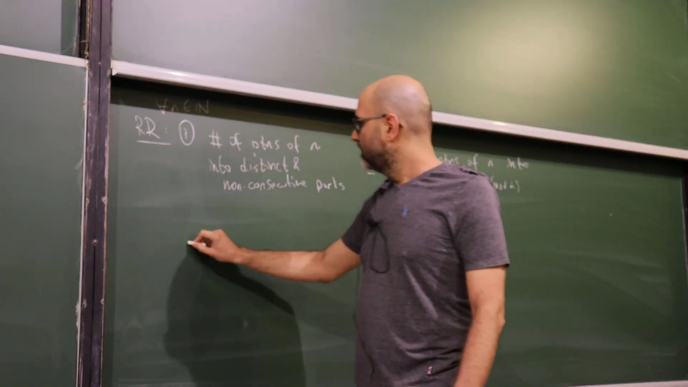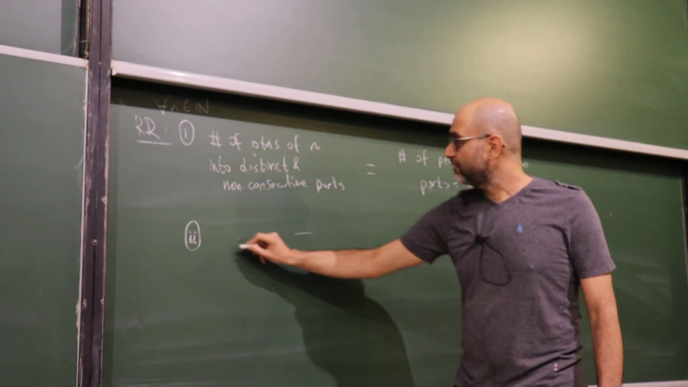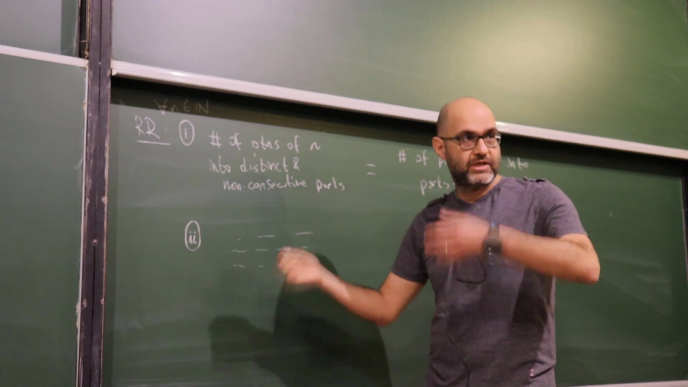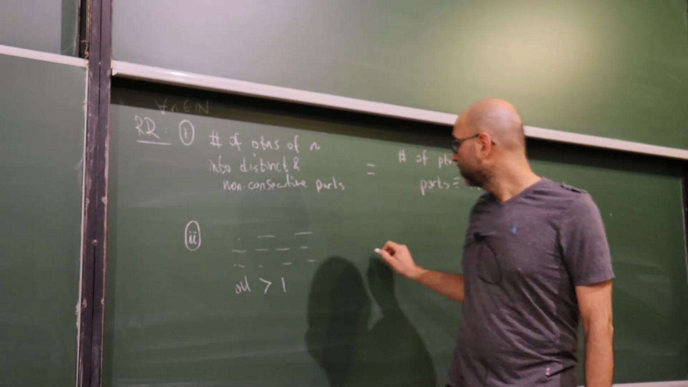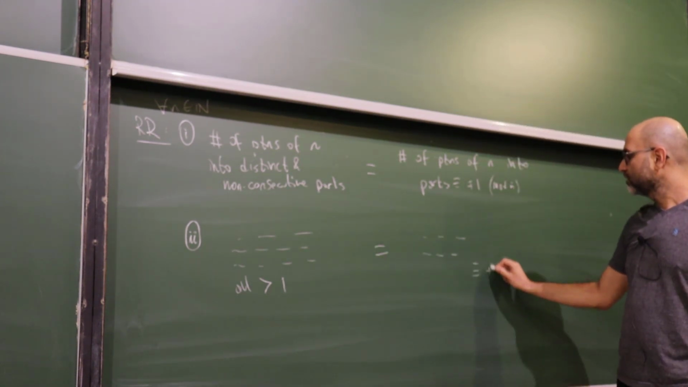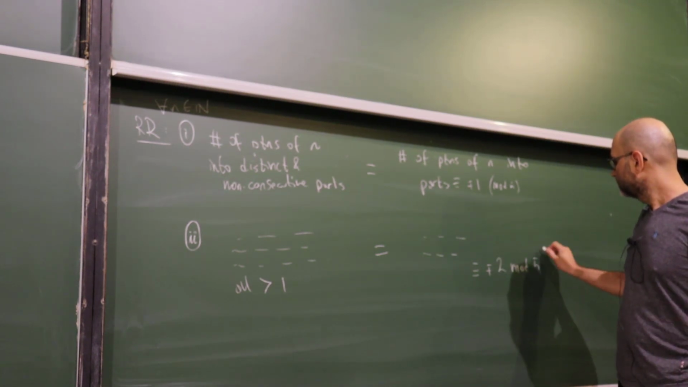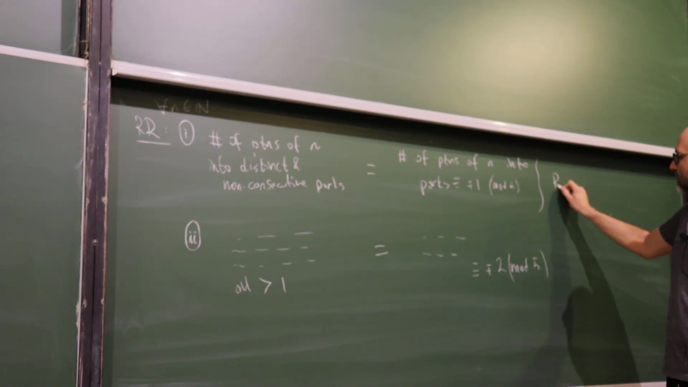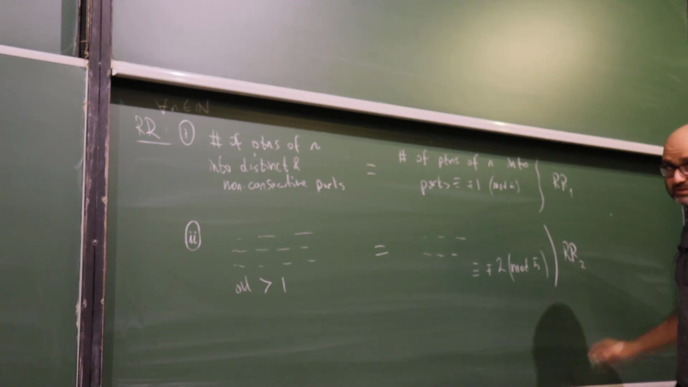That's the first one. And the second one: the number of partitions of n into distinct and non-consecutive parts where all parts are strictly greater than 1 equals the number of partitions of n into parts that are plus or minus 2 modulo 5. The first one is Rogers-Ramanujan 1, and the second one is Rogers-Ramanujan 2.